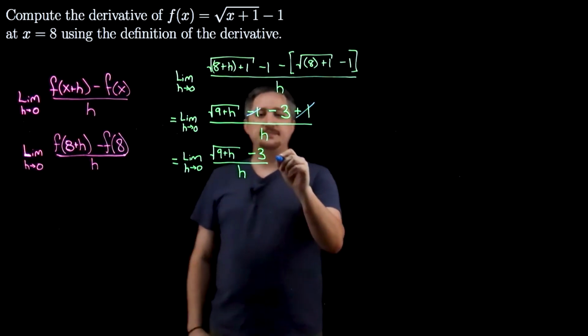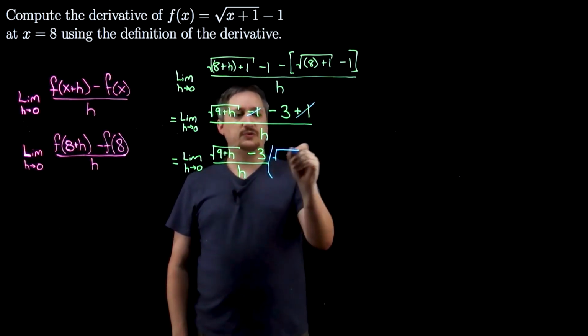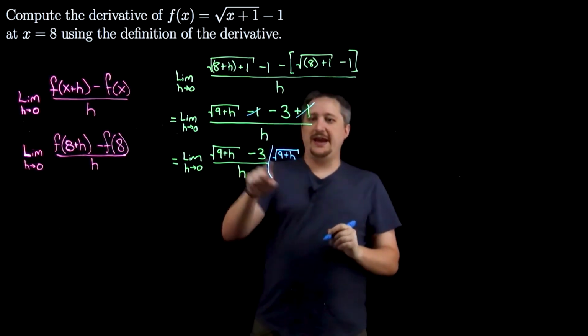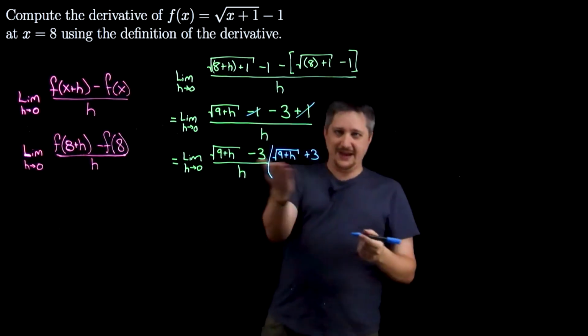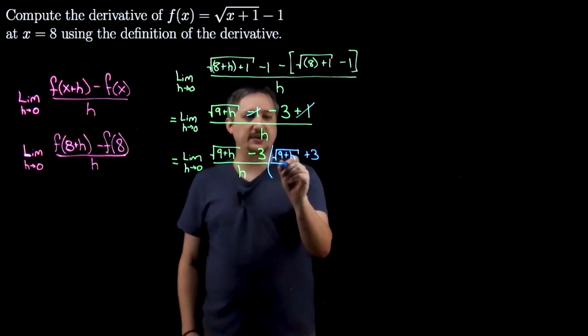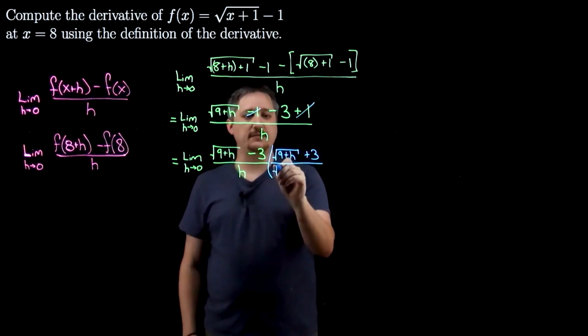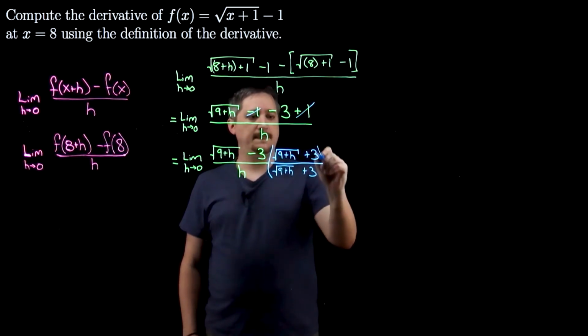To do that, I'm going to multiply by that same thing, the square root of 9 plus h, but then I'm going to add 3. And I can't just do that for free. I can only multiply by 1 or add 0, so I'm going to do the same thing and divide by that same thing. So I have the square root of 9 plus h plus 3 in the bottom.